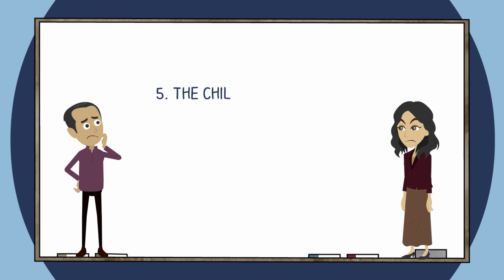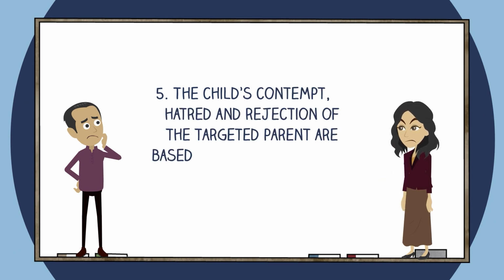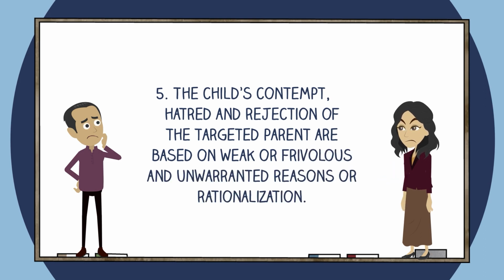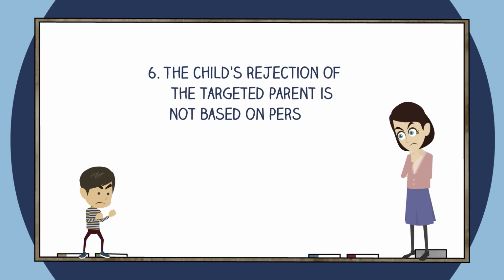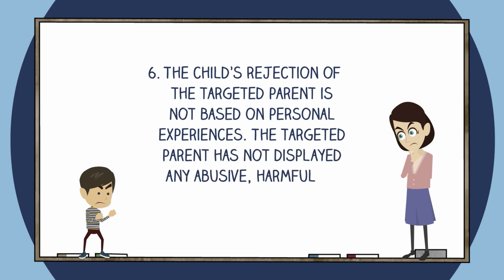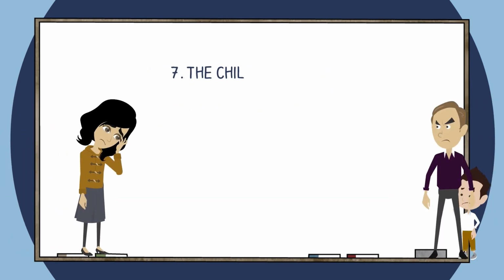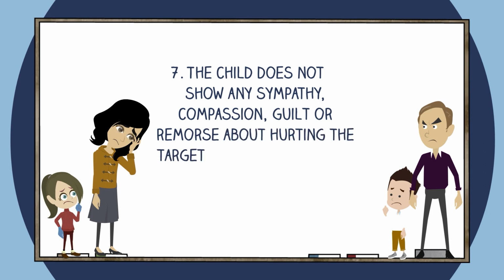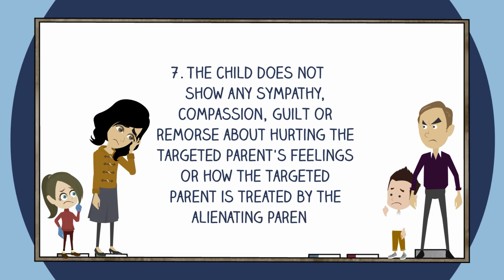5. The child's contempt, hatred, and rejection of the targeted parent are based on weak or frivolous or unwarranted reasons or rationalization. 6. The child's rejection of the targeted parent is not based on personal experience. The targeted parent has not displayed any abusive, harmful, or destructive behavior towards the child. 7. The child does not show any sympathy, compassion, guilt, or remorse about hurting the targeted parent's feelings or how the targeted parent is treated by the alienating parent.